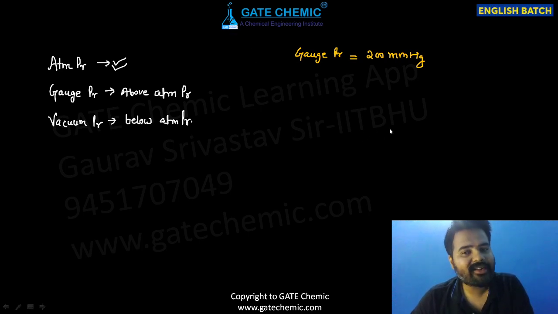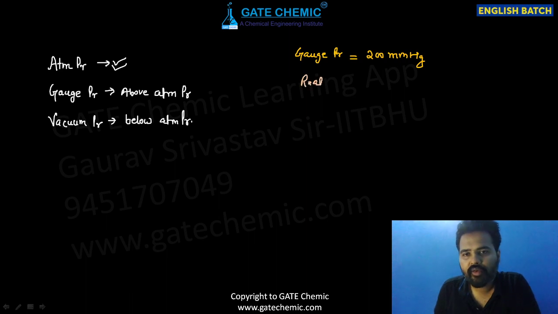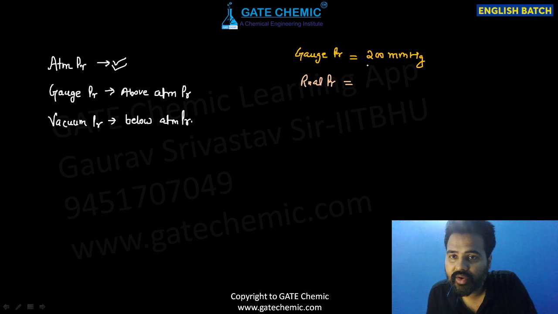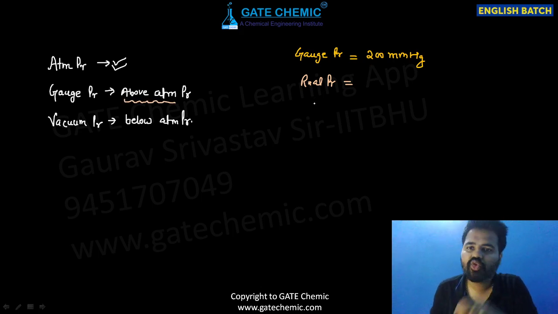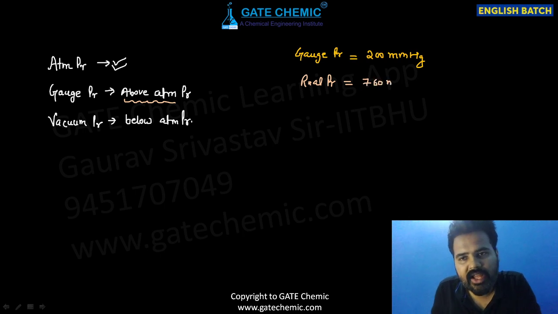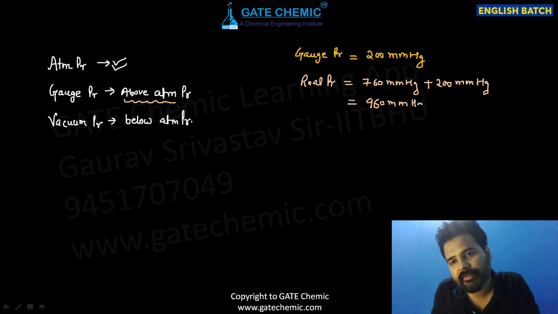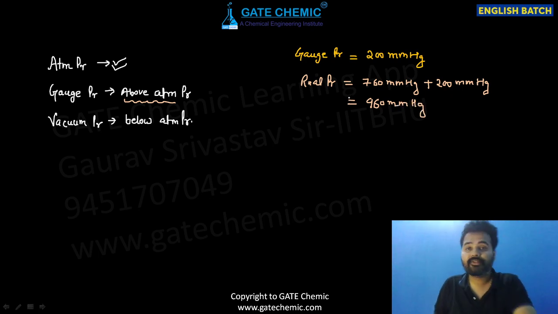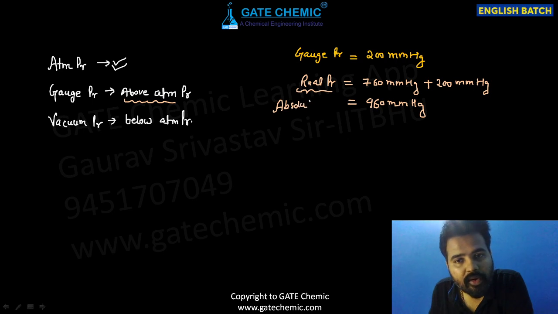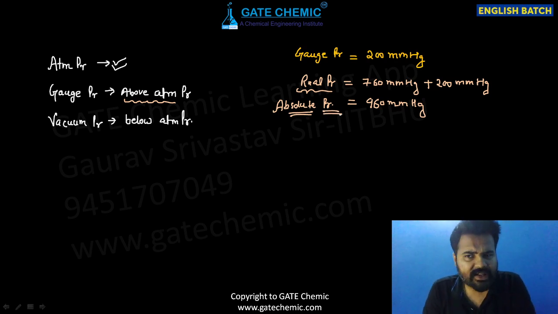Yeah. The real pressure of that place is 200 mmHg above atmospheric. So atmospheric pressure was 760 mmHg. So it's 200 above 760. That means the real pressure of that place was 960 mmHg. And my dear students, this real pressure is known as absolute pressure. The real pressure of any place is known as absolute pressure. That means from here, we can write one beautiful formula.